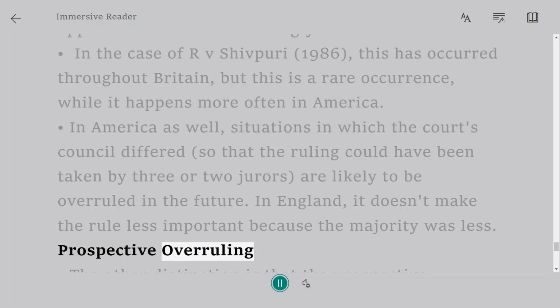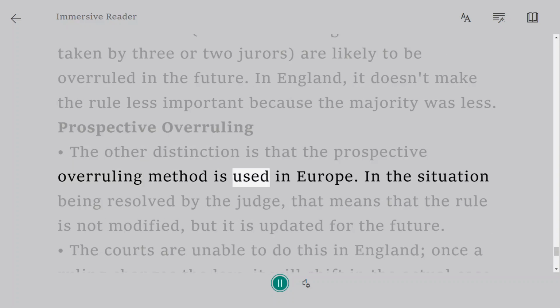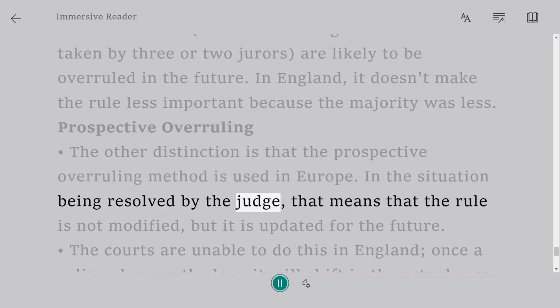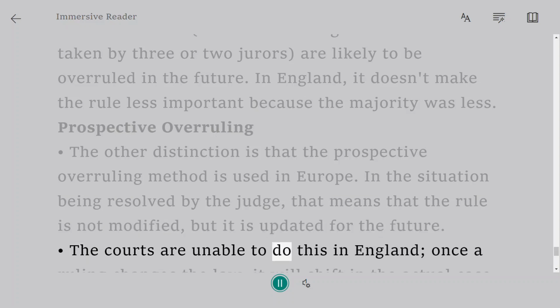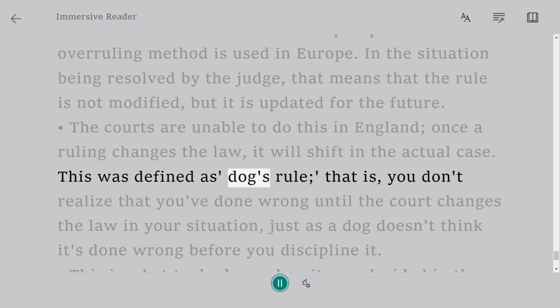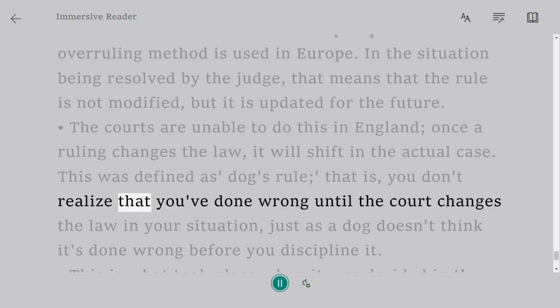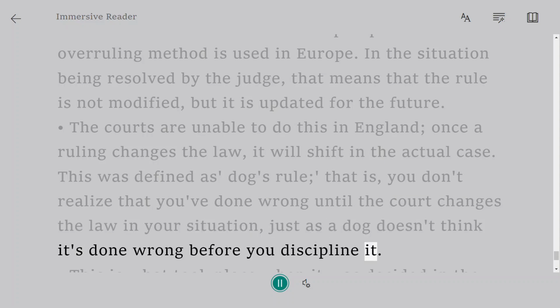Prospective overruling. The other distinction is that the prospective overruling method is used in America. In the situation being resolved by the judge, that means that the rule is not modified, but it is updated for the future. The courts are unable to do this in England. Once a ruling changes the law, it will apply in the actual case. This was defined as Dog's rule, that is, you don't realize that you've done wrong until the court changes the law in your situation, just as a dog doesn't think it's done wrong before you discipline it.